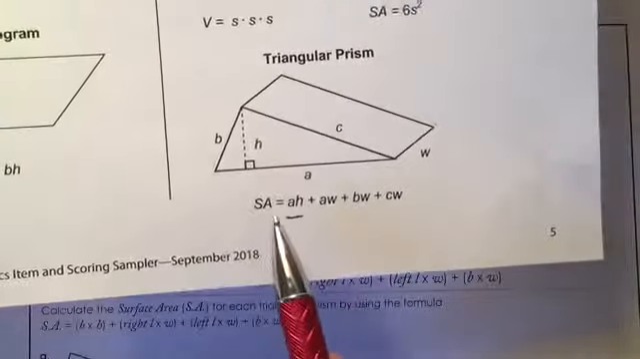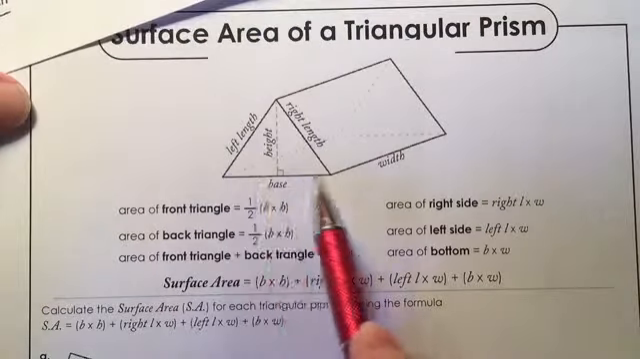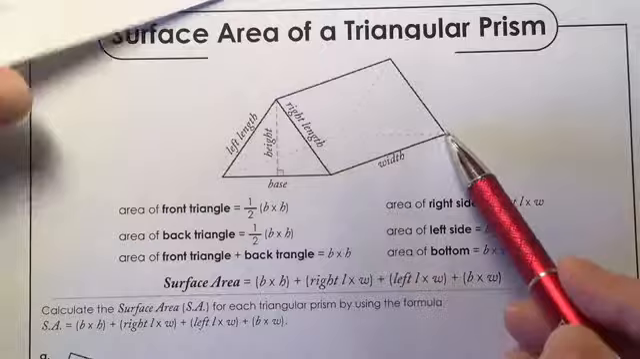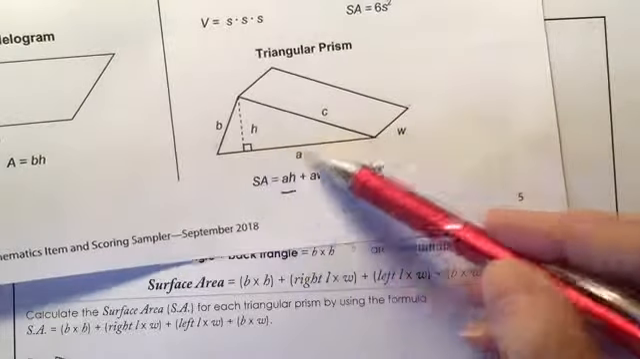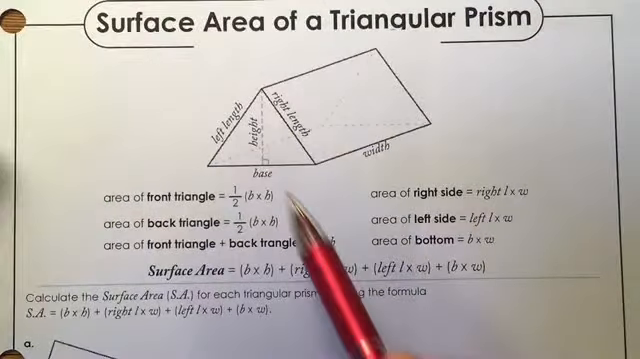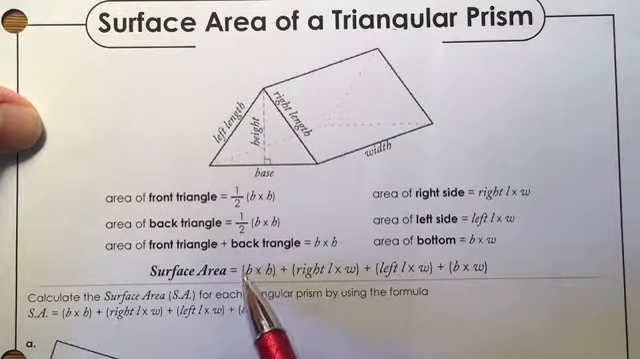So where here we had A times H, right? Here they call it base, left-hand side, right-hand side, width. All right, so basically this would be left-hand side, right-hand side, base, and your width. So the two triangles become the base times the height. So here B makes sense to me, all right, base times height.